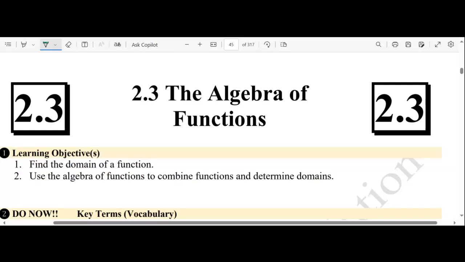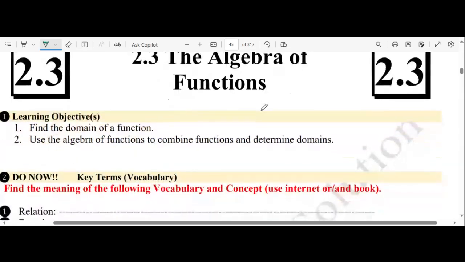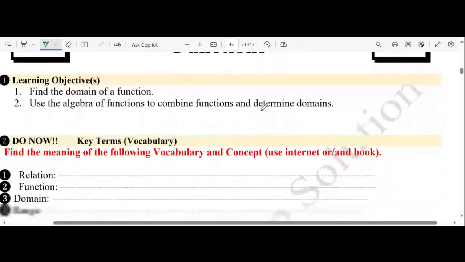2.3, the algebra of functions. Learning objectives. Find the domain of a function. Use algebra of functions to combine functions and determine domains.